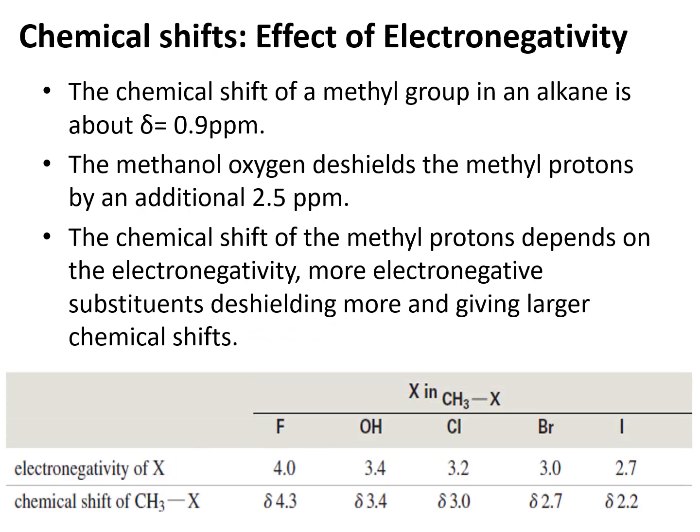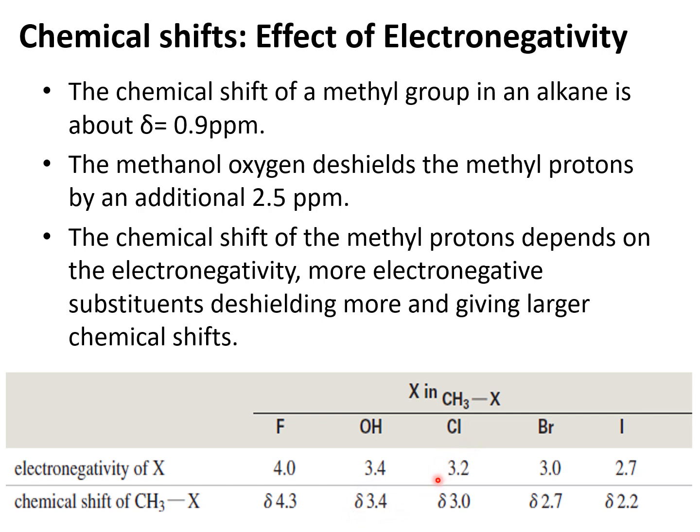So here is the example. As I said, for methyl the value is 0.9 ppm. But when some electronegative atom or group is attached to this methyl group, what is going to happen? We can see if fluorine is attached, which is the most electronegative atom in the periodic table, whose electronegativity is 4, the chemical shift value increases from 0.9 to 4.3 ppm. If an OH group is attached, oxygen is electronegative but less electronegative than fluorine, so its value is going to shift towards 3.4 ppm.